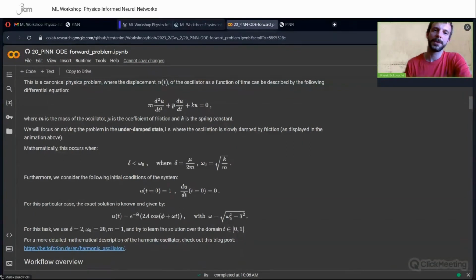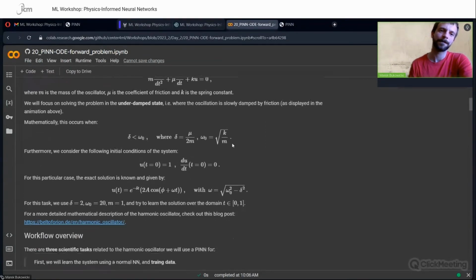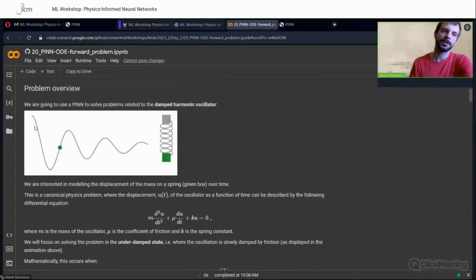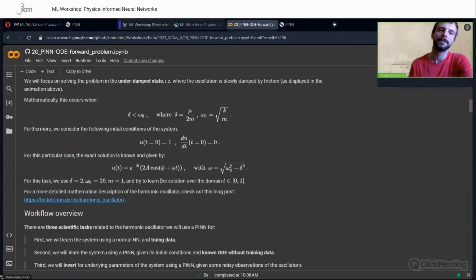And you may notice that there are two parameters, mu and k. One is the spring constant, and one is damping. You also have mass, but we will remove it here. So we can simplify this, to make it dimensionless, with two other parameters, delta and omega 0. Delta is connected with damping and omega 0 is connected with the spring constant. We also have some initial conditions, and u is the position. u here is just the vertical position of the mass. We have initial conditions for the position and for the velocity.